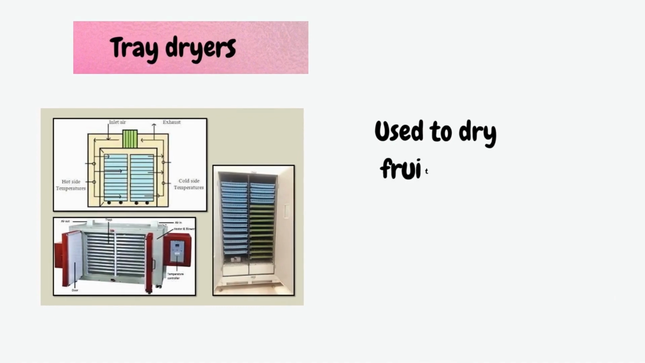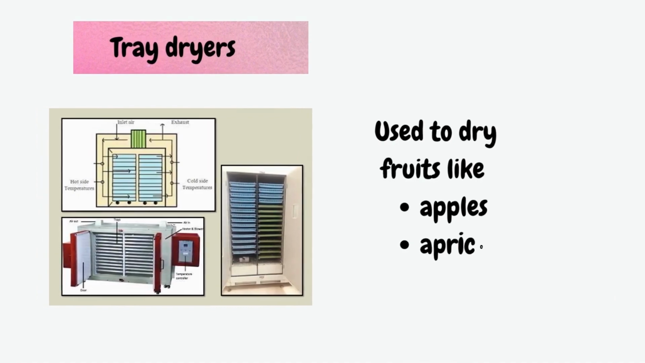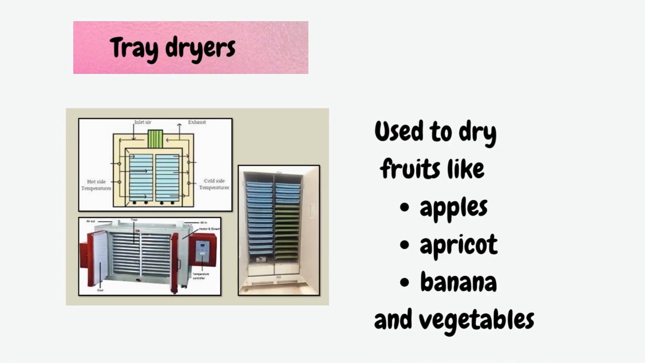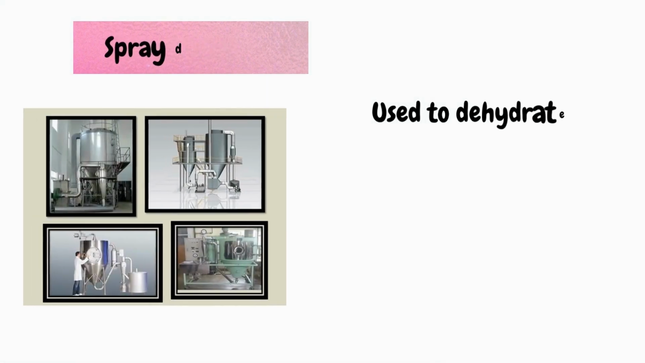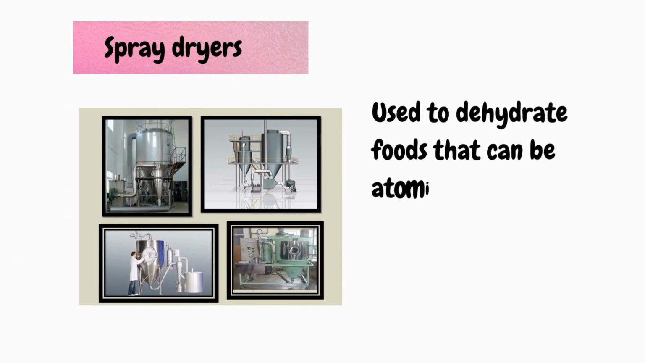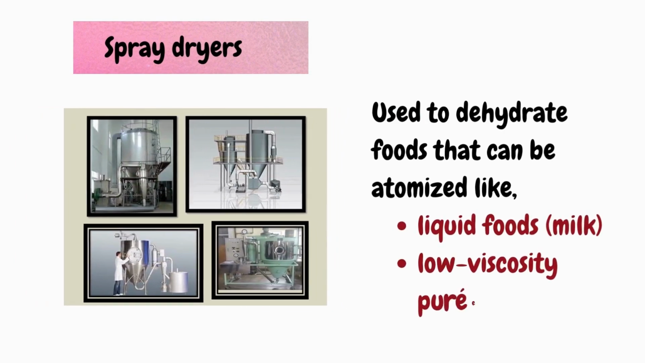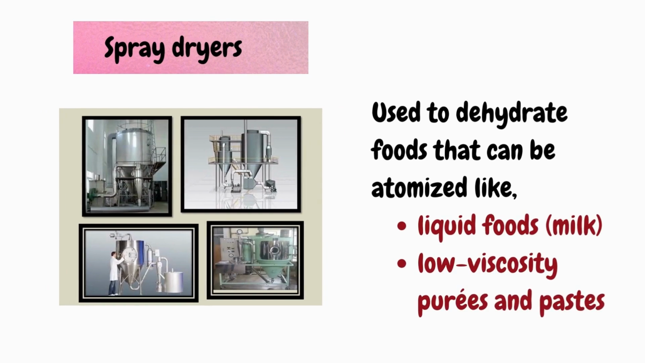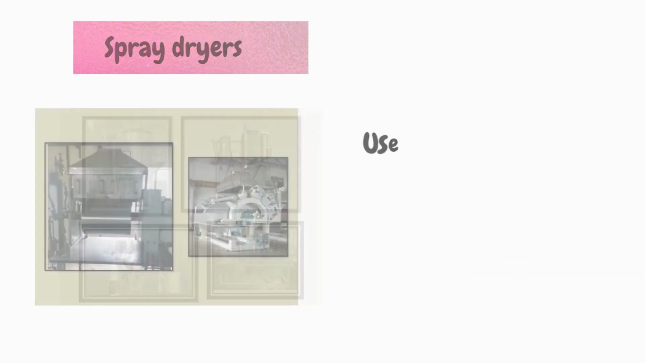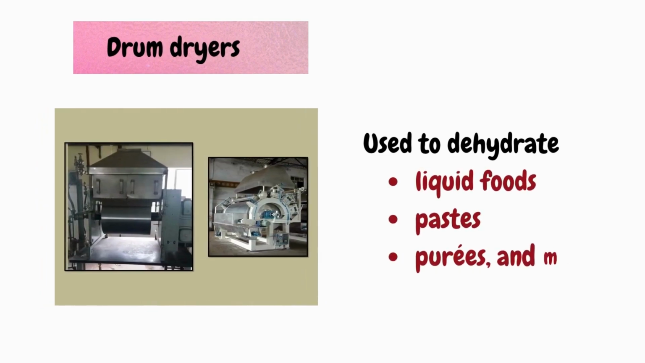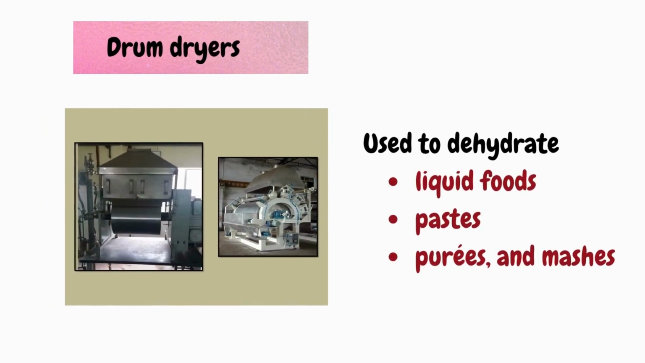For your understanding, tray dryers are mainly used to dry fruits like apples, apricot, banana and vegetables. Spray dryers are used to dehydrate foods that can be atomized, including liquid foods, low viscosity purees, and pastes. Furthermore, roller or drum dryers can dry liquid foods, pastes, purees, and mashes.